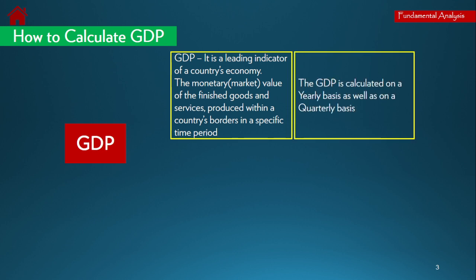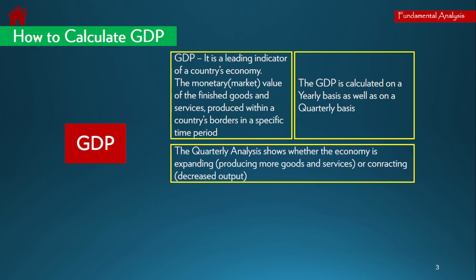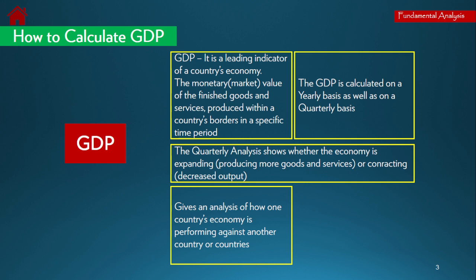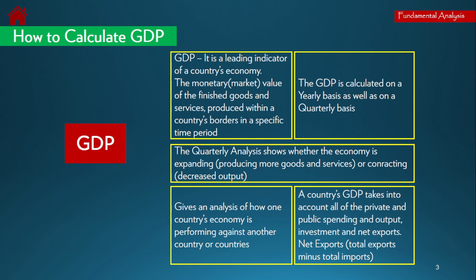The GDP is calculated on a yearly basis as well as on a quarterly basis. And when we calculate GDP on a quarterly basis, we determine whether the economy is expanding, producing more goods or services, or whether it is contracting, or decreasing output. It also gives us an analysis of how one country's economy is performing against another country or countries. And a country's GDP takes into account all of the private and public spending and output, investment and net exports. And net exports we calculate as total exports minus total imports.